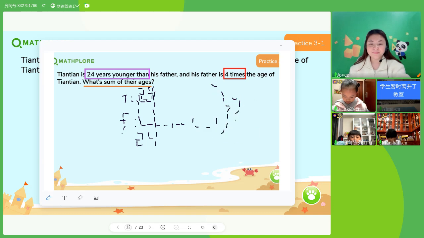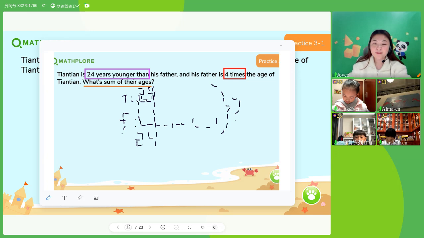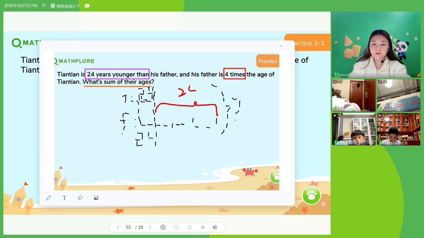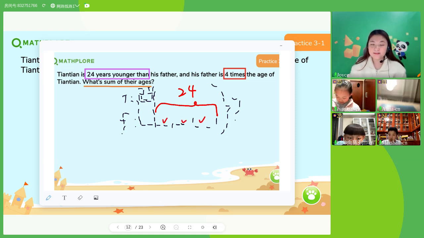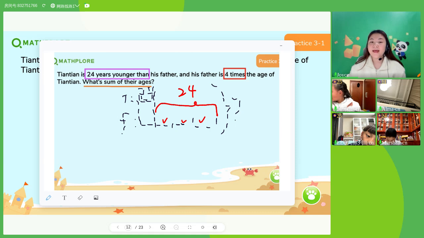What about Elma? Do you need some help, Elma? Okay, Elma, pay attention. Tian Tian is 24 years younger than his father. So 24 is the age difference. We have to mark the age difference like this part equals 24. Is that clear? So you can see 24 includes 3 equal parts. So each part equals how many, Elma? 8. Yeah. And we need to find out the total sum, right?